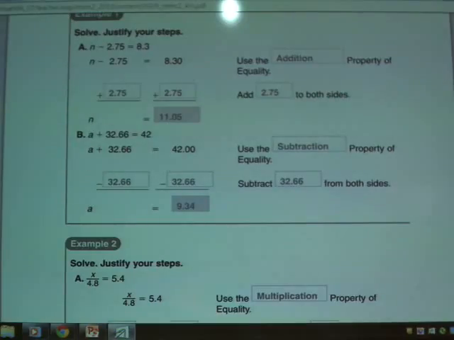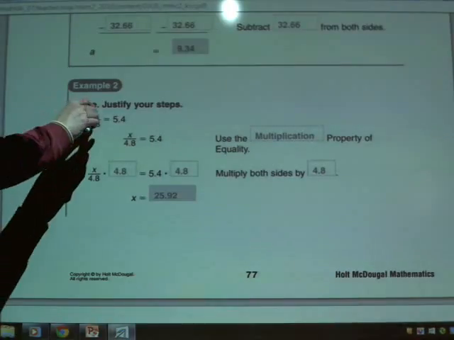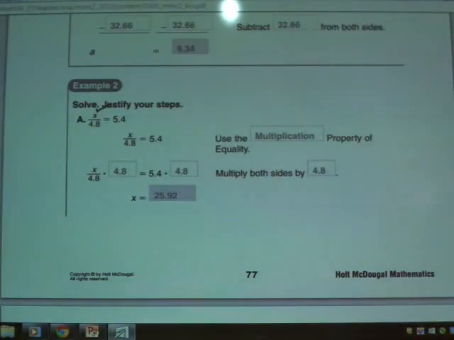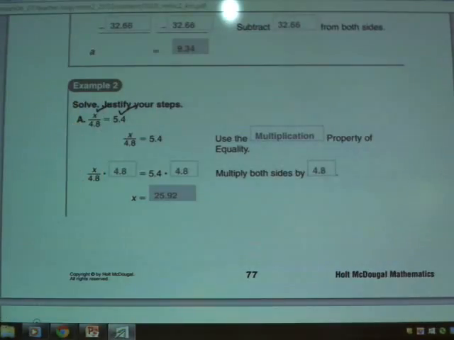All right, now we go from questions where we had to use the addition and subtraction properties down to questions where we had to use the multiplication and division properties. Here's x divided by 4.8 equals 5.4. Well, again, we know we want to keep those variables on the left. So x is good, and we want to have numbers on the right. So 5.4 is good. The only thing that's not good there is the 4.8. 4.8 is going to have to move.